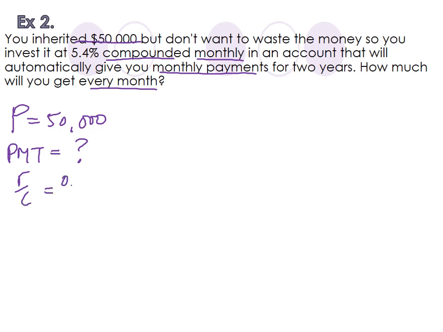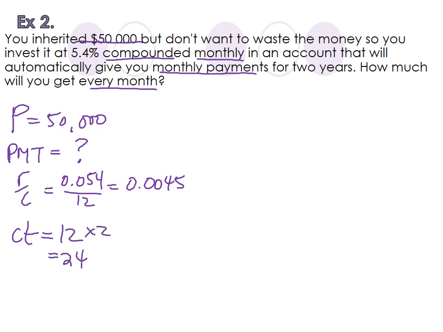Your interest rate, 0.054, your compounding period monthly, 12. See if that works out to be a nice decimal. It indeed does, so we should get 0.0045. And our CT value, monthly, 12. You only want to make the withdrawals for an even 2 years, so times 2 equals 24.